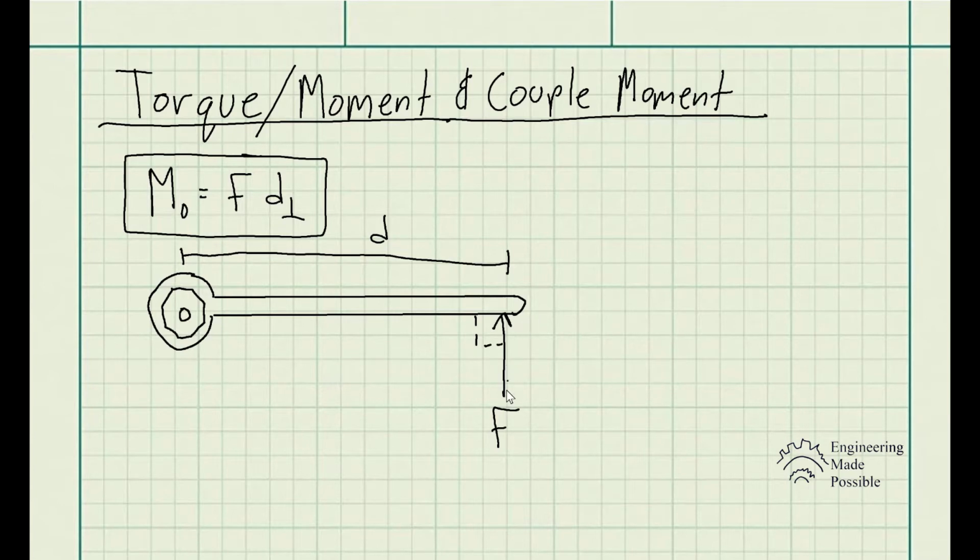The line of action is where the force is being directed, or what axis it's being directed on. In this case, you could refer to this as the y-axis, for instance. And the perpendicular distance to the reference point in this case would be this bolt here. We could call this point O if we wanted to. So the moment with respect to point O is equal to the force times the distance that's perpendicular to this force being applied to this wrench. So let's go ahead and do a problem.